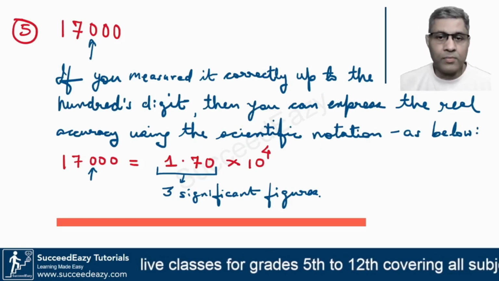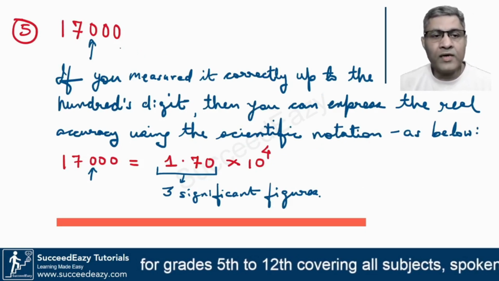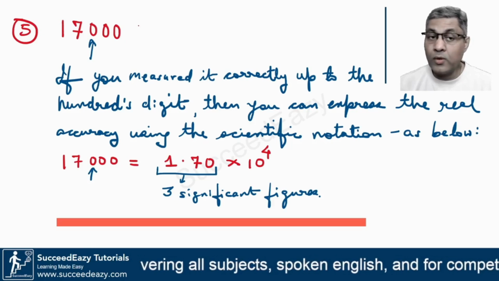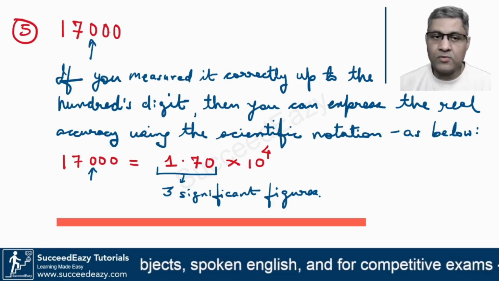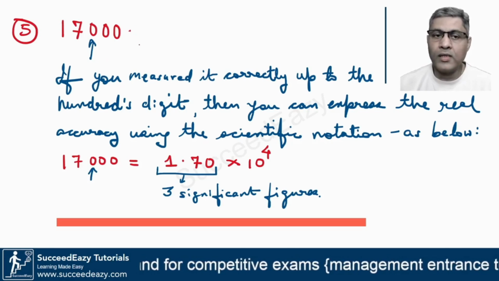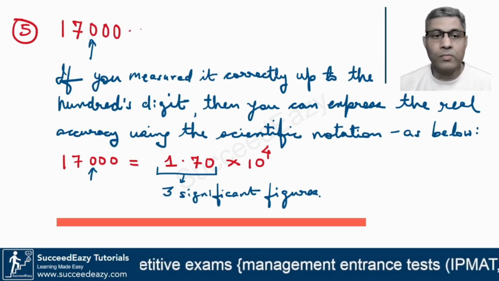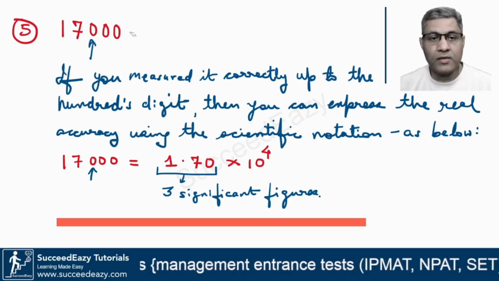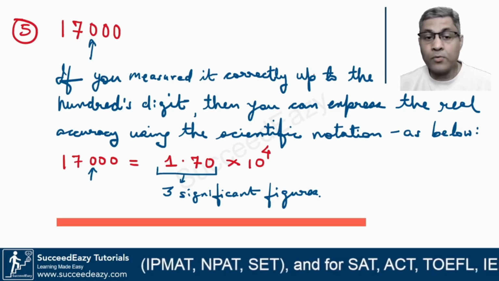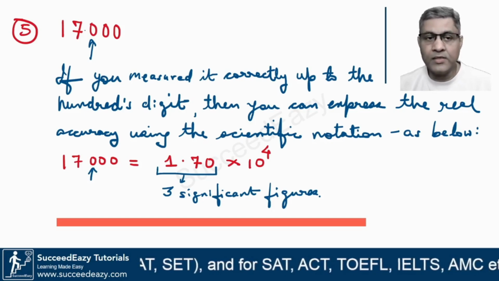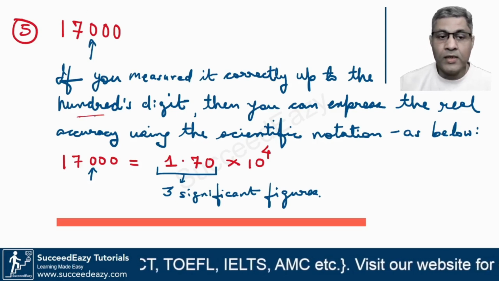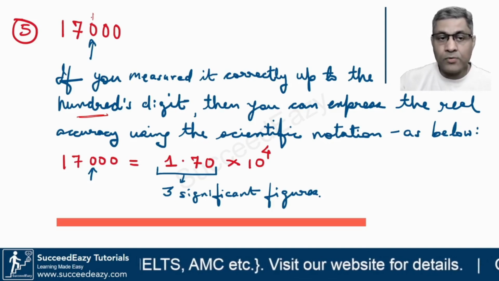Let's do one last example to wind this up. So if we consider 17,000, as already explained to you, there is no decimal there, right? So please, whenever you see the trailing zeros, please see whether there is a decimal at the end or not. Okay, so be conscious about it. Now the point is, if you measured it correctly up to the hundreds digit, I'm not saying hundredth, I'm saying hundreds.